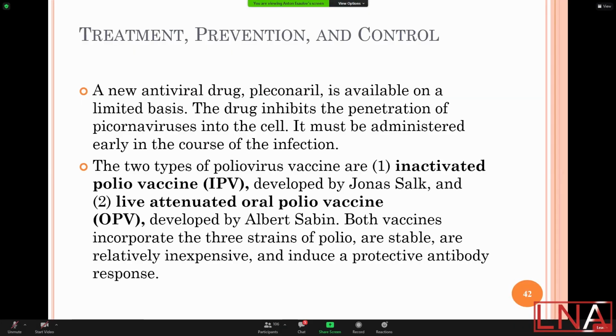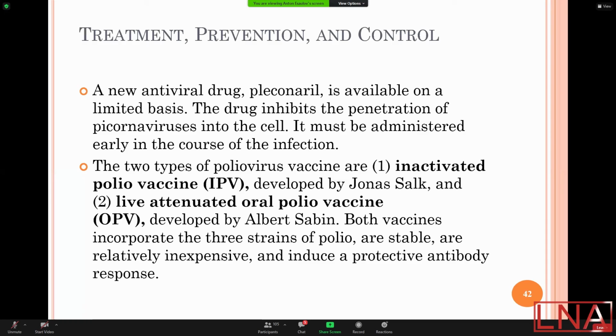Treatment, prevention, and control. For treatment, some antiviral drugs, pleconaril, are available on a limited basis. The drug inhibits the penetration of picornaviruses into the cell. It must be administered early in the course of the infection.